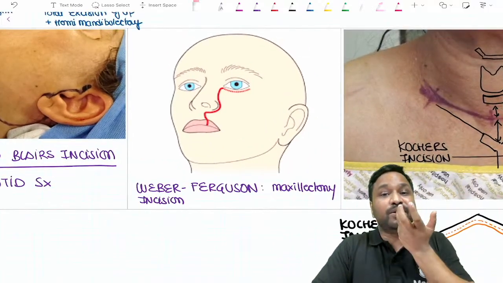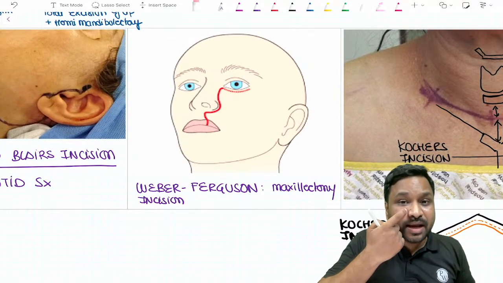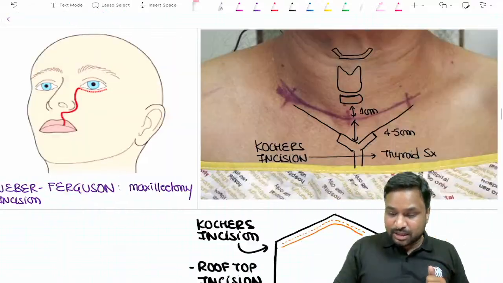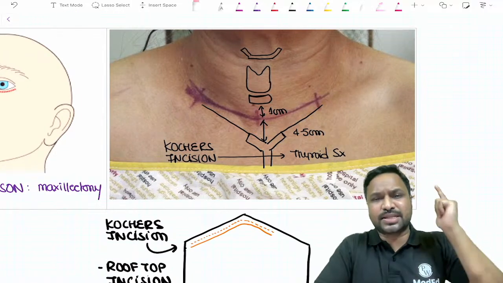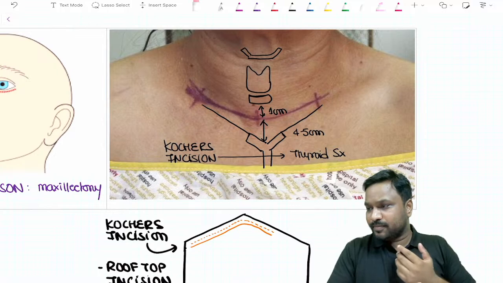Weber-Ferguson's incision, Weber-Ferguson lip split. You can see starting from here, going here, and then it goes under the eye and then it extends. Used for maxillectomy. Kocher's incision. Where do you see Kocher's incision? The Kocher's incision is seen in thyroid surgeries, right? You cannot afford to miss that.